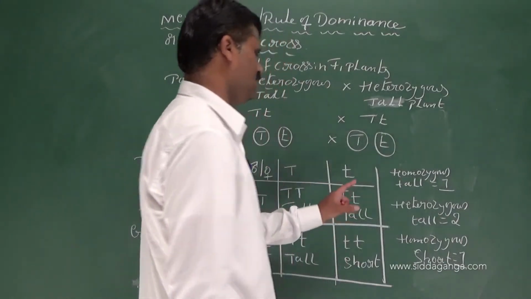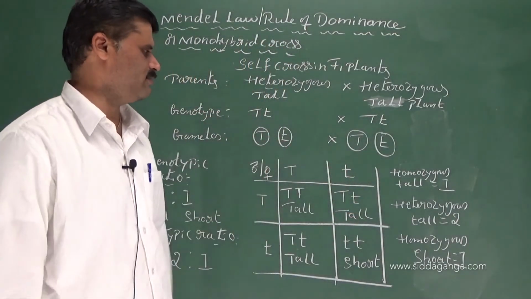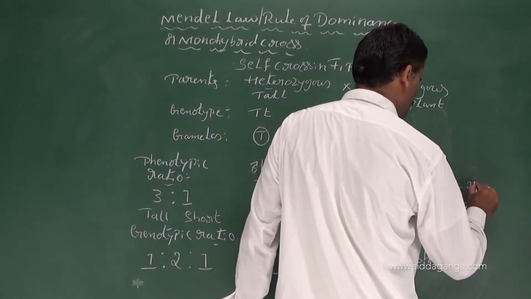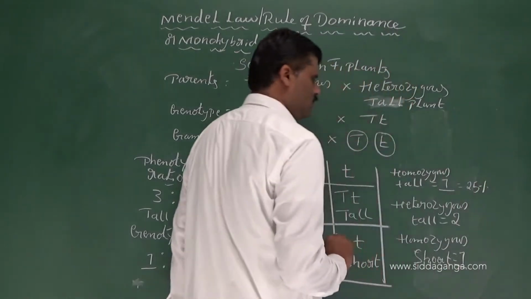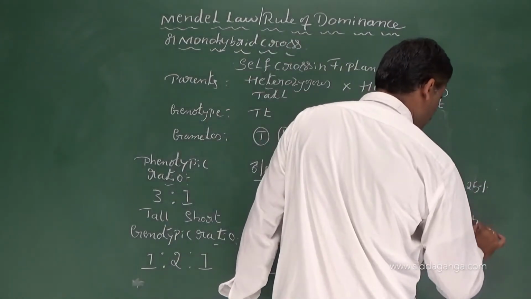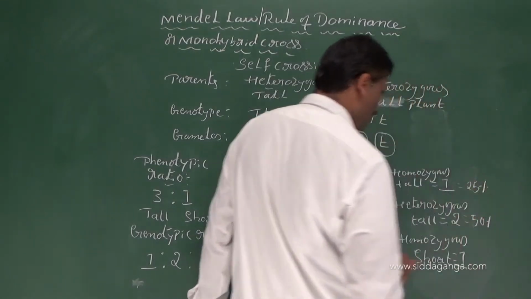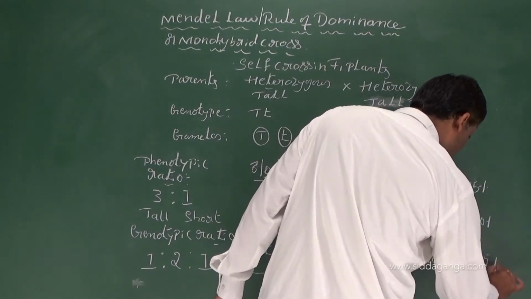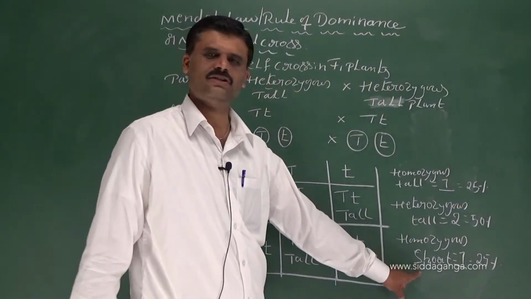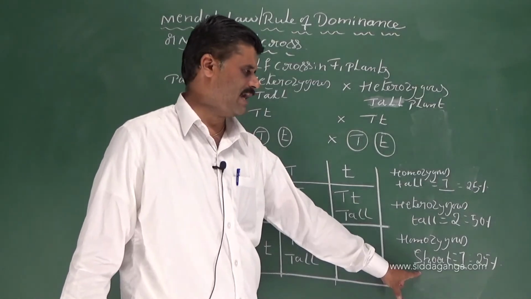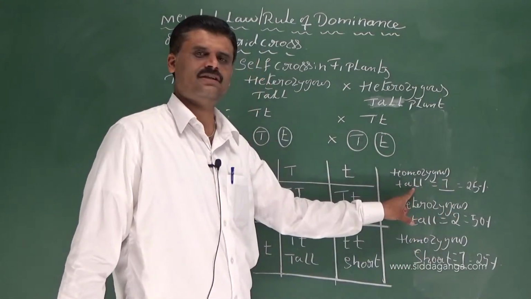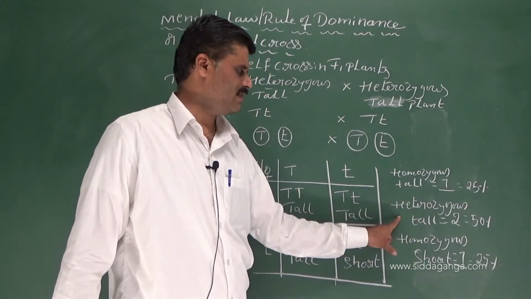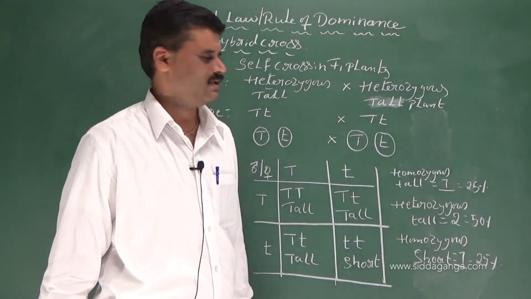So that means if 100 plants are developed from this cross, 25% are homozygous tall plants, 50% are heterozygous tall plants, then 25% are short plants. Among 100 plants, 25 plants will be homozygous tall, 25 plants homozygous short, and 50 plants will be heterozygous tall.